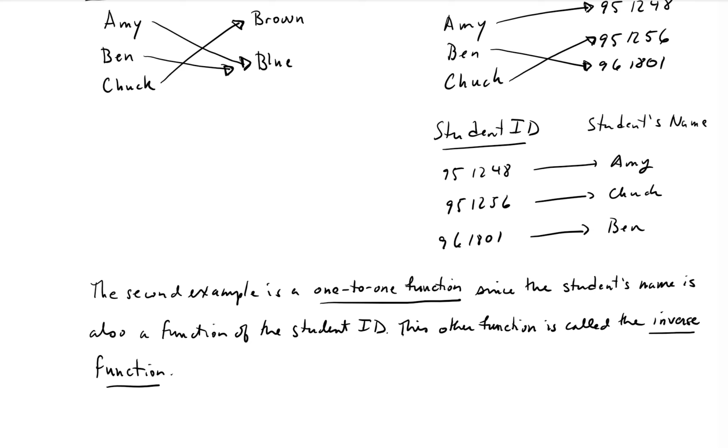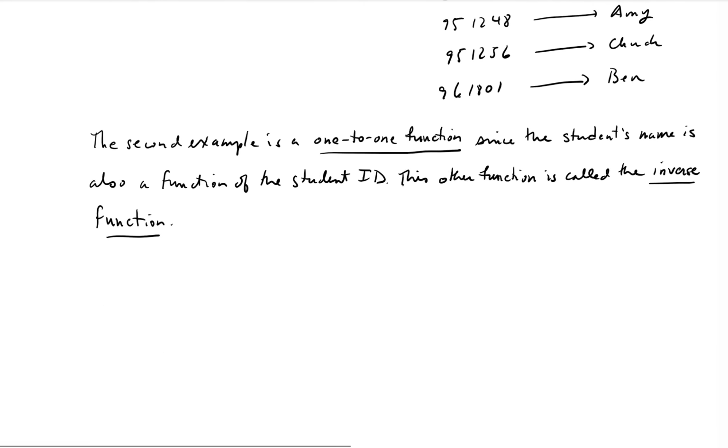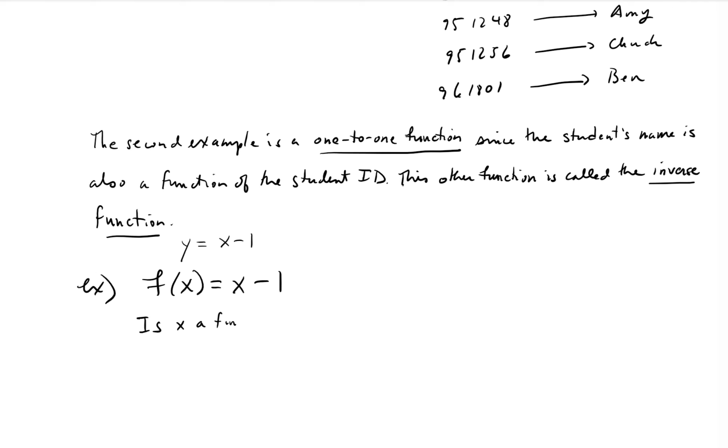So let's see algebraically if we can tell if a function is one-to-one or not. So let's say I look at f of x equals x minus 1. If I think about the graph of this function, I could say y equals x minus 1. So obviously y is a function of x. So the question is, if this function is one-to-one, x could also be a function of y. So that's the question we're trying to answer. Is x a function of y as well?